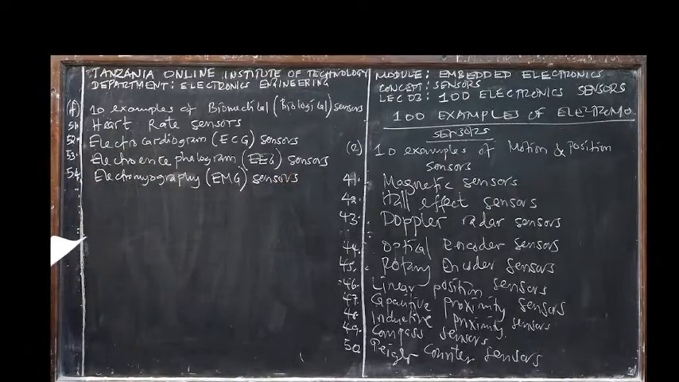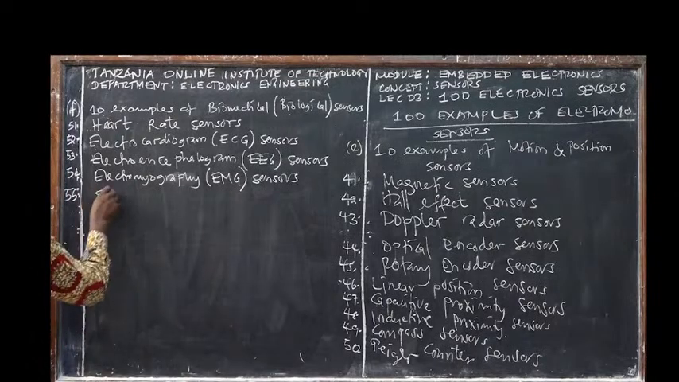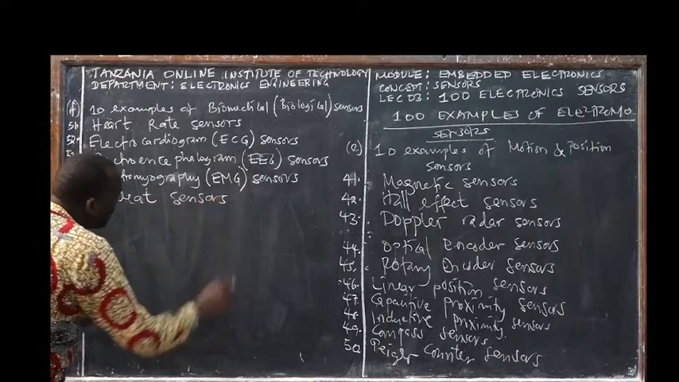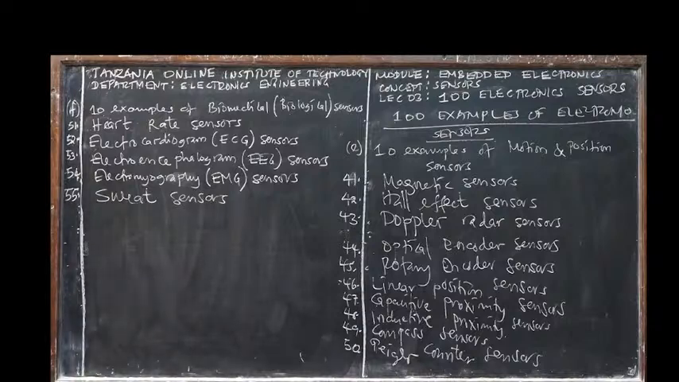Say electromyograph. In short, it's called what? EMG sensors. That's the beauty of biology. Then another sensor is very important in Dar es Salaam. It's called what? Sweat sensors. Everybody in Dar es Salaam is sweating. Sweat sensors.